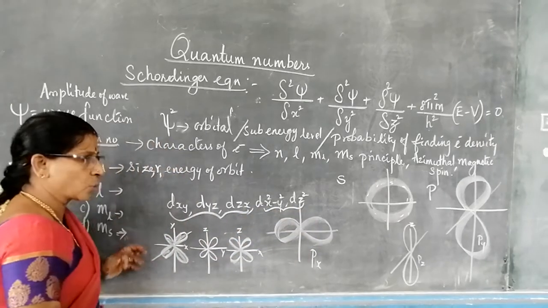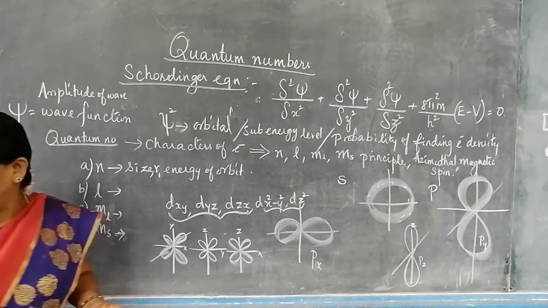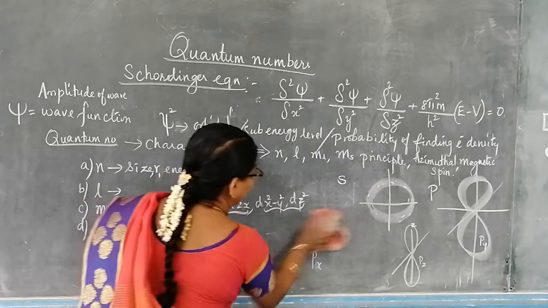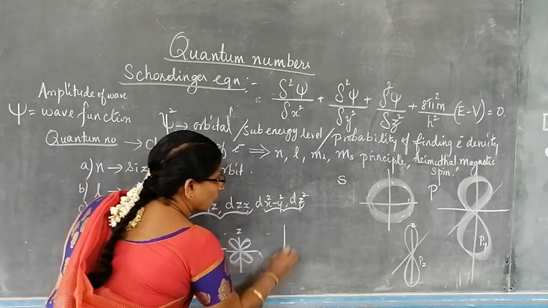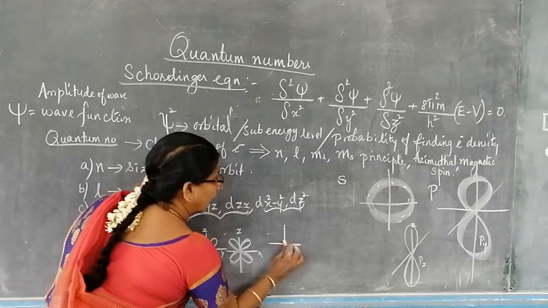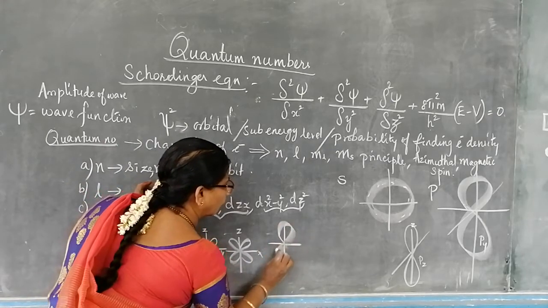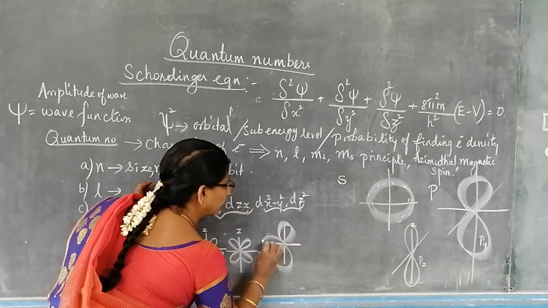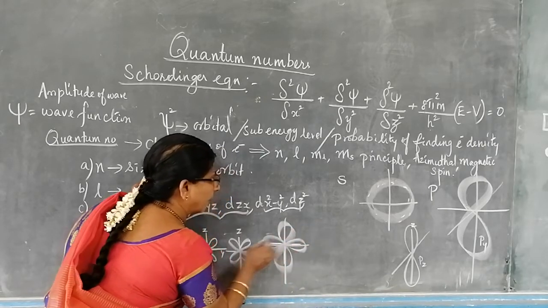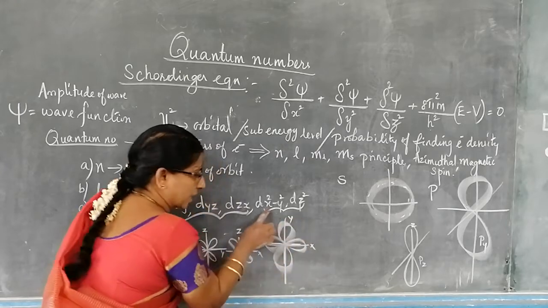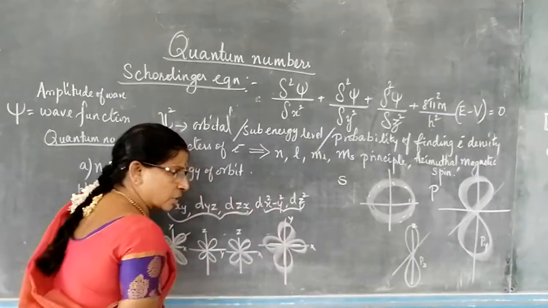x square minus y square. We are going to draw the x square minus y square. They are not coming in between the axes. It is going to come along the axes. So I am going to draw. It is coming along the axes: x axis, y axis, dx square minus y square.